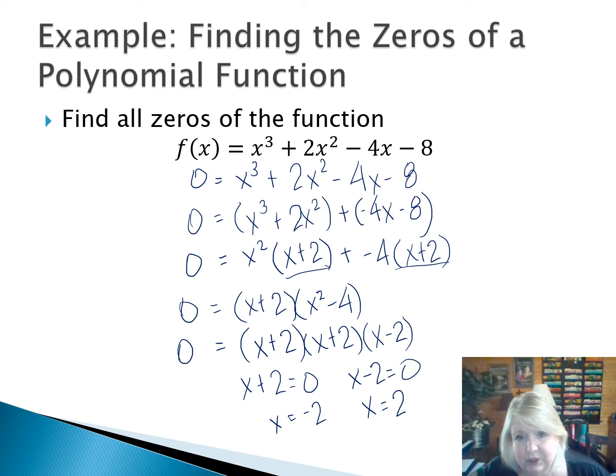So I have 2 zeros here. One at positive 2, one at negative 2. And again, we're going to look in a minute and we're going to note how these are zeros. They are solutions to f of x equals 0. They're what we call roots. And they're also going to be my x-intercepts.